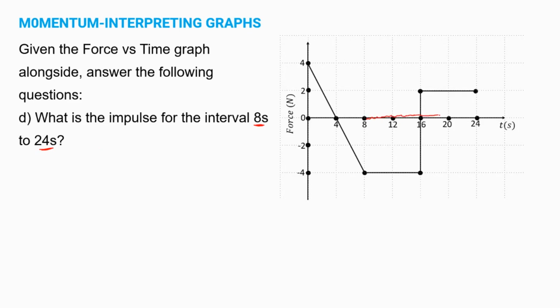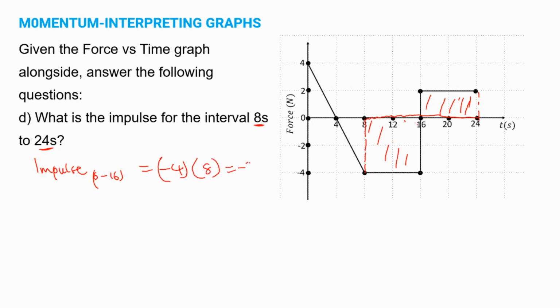8 seconds to 24 seconds. So what we have here, we have a rectangle. We're going to find the area of this part, and then we have a rectangle also there. We're going to find the area of this part. This will give us what? The impulse. Okay, right. But now let's start with 8 to 16. From 8 to 16, that is 8 seconds. The newtons, but now it's going to be negative 4, times from 8 to 16, that's 8. And then we get what? Negative 32 newton seconds, right?